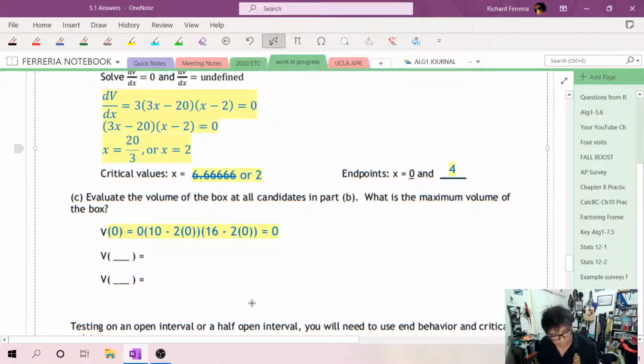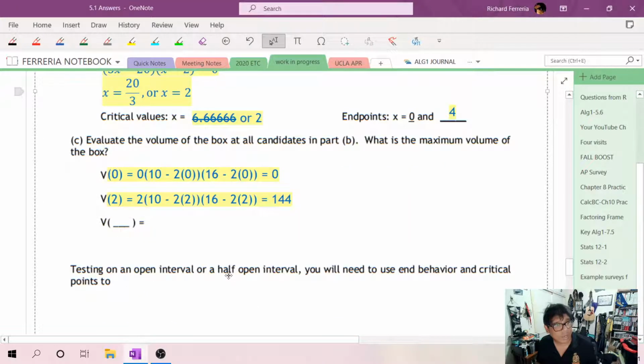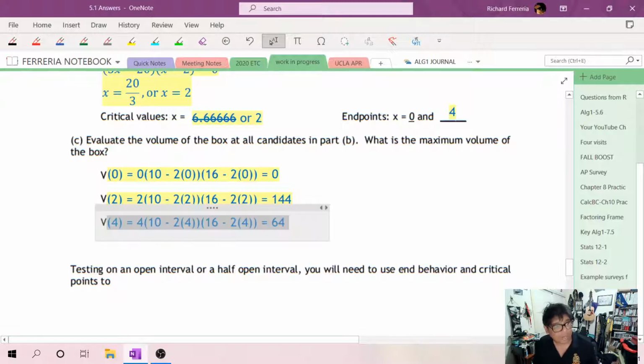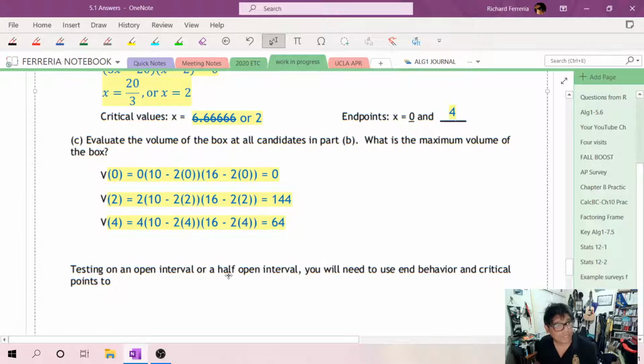What's the next volume? Okay, the volume at x equals 2 is 144. And then the volume when x equals 4 is 64. So from those three candidates, what is the maximum value? What is the maximum volume? Okay, so the maximum volume clearly is 144 cubic units.